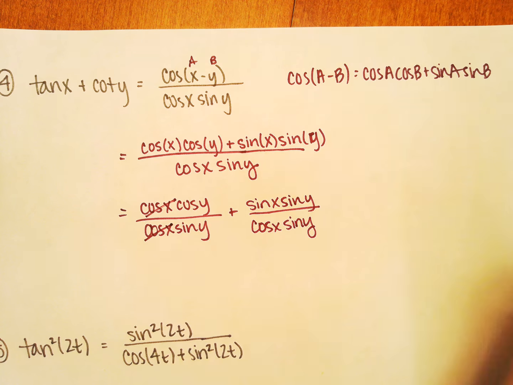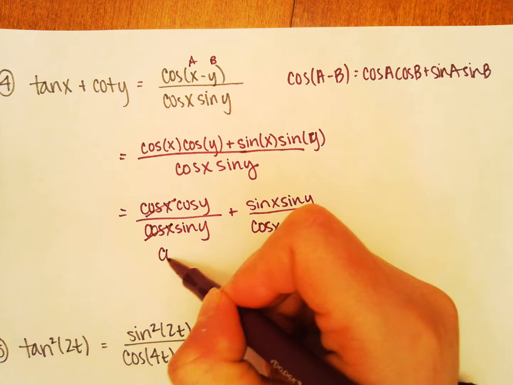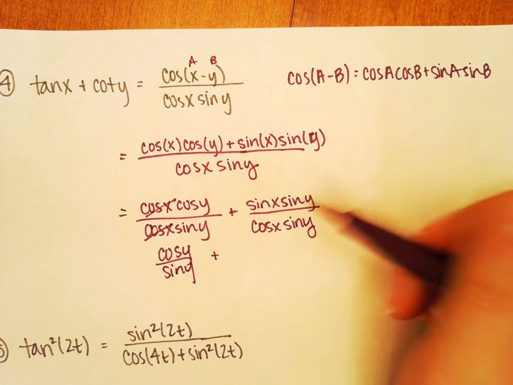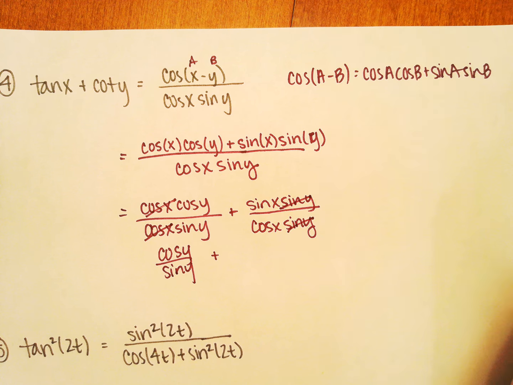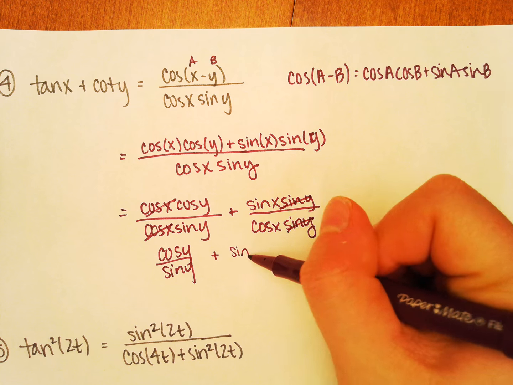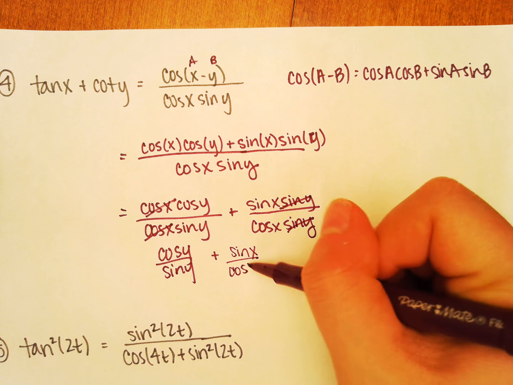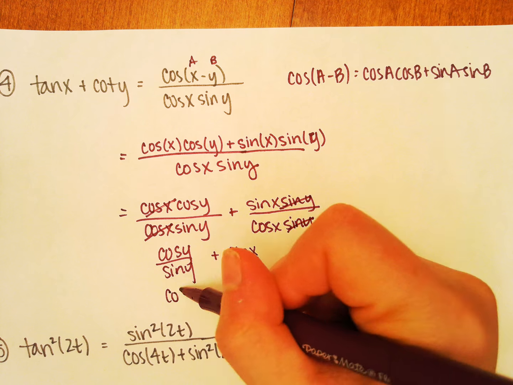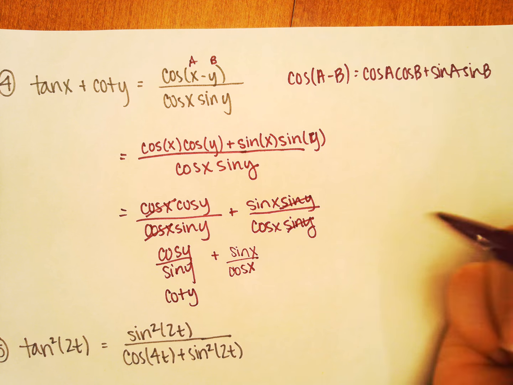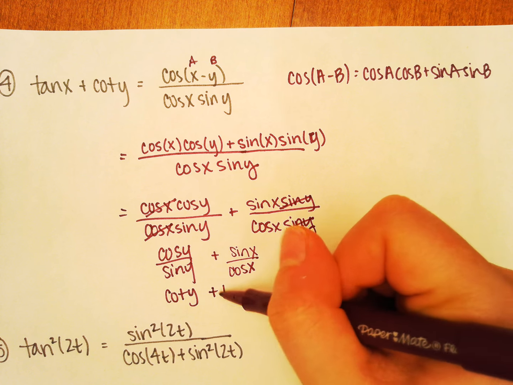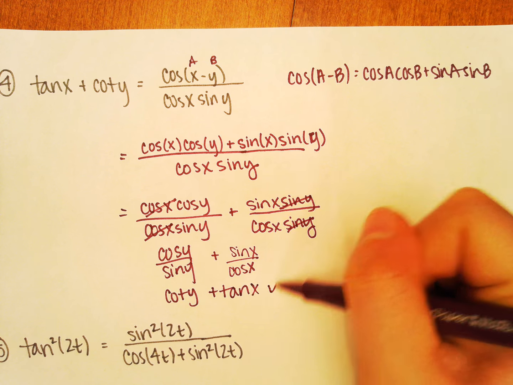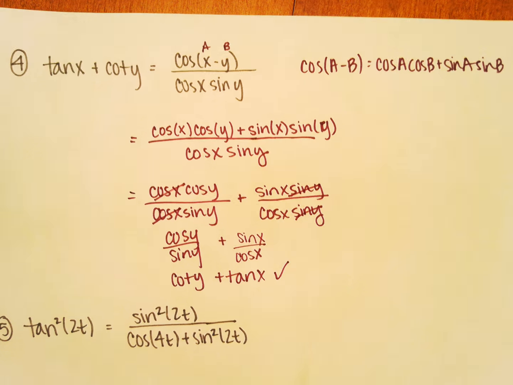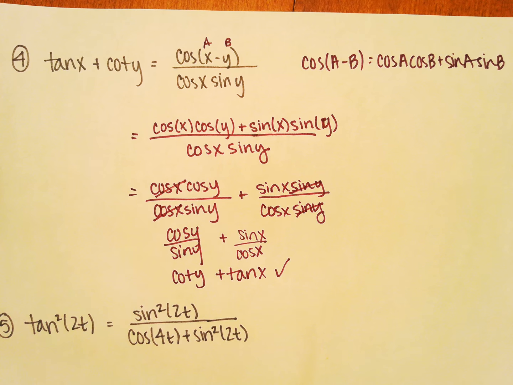I can cancel out this cosine x from top and bottom, and I'm left with cosine y over sine y. And same thing over here, I can now cancel the sine y from top and bottom, and I'm left with sine x over cosine x. So cosine over sine, that's cotangent, and we're looking at the argument of y. Sine over cosine, that's tangent, and that would be the tangent of x. And that's what we want. Tangent x plus cotangent of y is cotangent of y plus tangent of x, same thing.